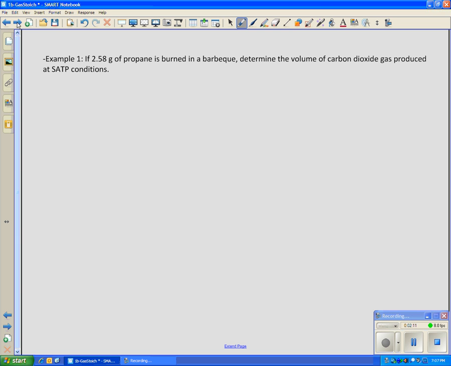So again, first thing, balanced equation. So propane is C3H8. That's burning, so it must be combining with oxygen, O2 gas. And this is a combustion reaction. So we're producing carbon dioxide, CO2, and water. When we balance this out, for every 1 propane, we will produce 3 carbon dioxide, 4 water, and we'll use 5 oxygen in the process.